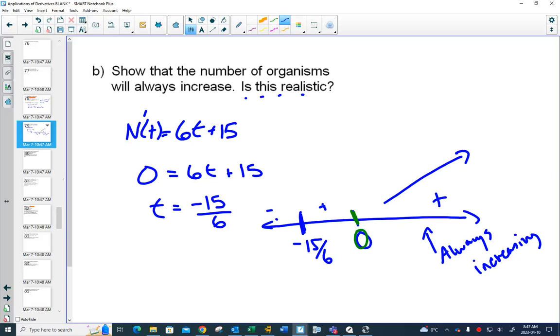Is this realistic? Would it be possible for bacteria to always just increase and increase and increase, or could there possibly be some problems, right? Some realistic problems. They're probably going to run out of food, right? Once something gets too big, it runs out of food. So I'm just going to say no. Probably not, because they're going to run out of food.